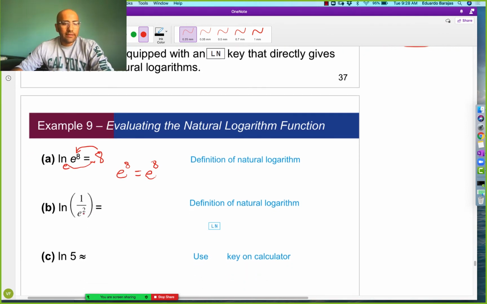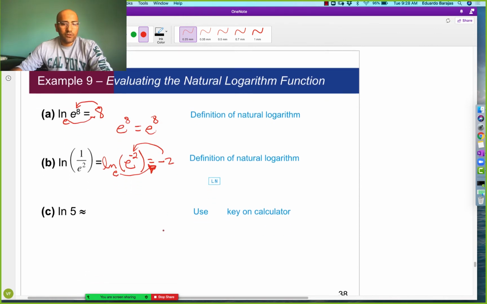To answer something like this, why don't we manipulate this a little bit first to rewrite it as ln of e to the negative 2 power, and then it becomes similar to the one right before. e to what power equals e to the negative 2? Well, it's got to be a negative 2.